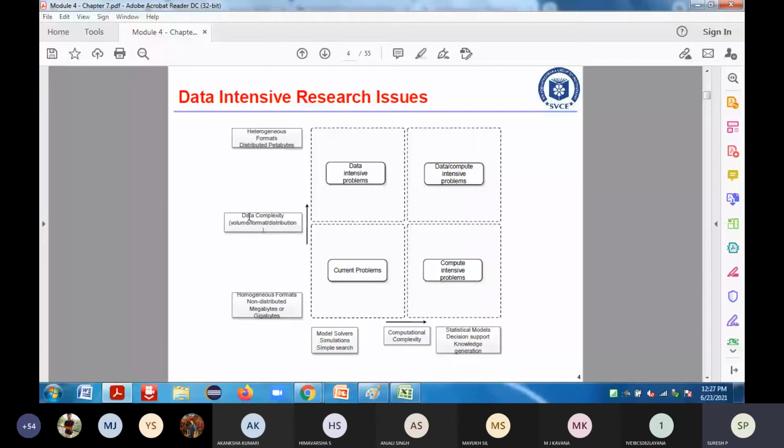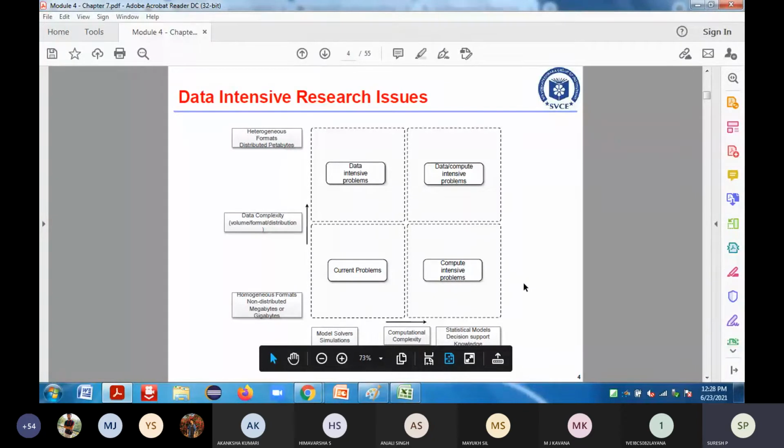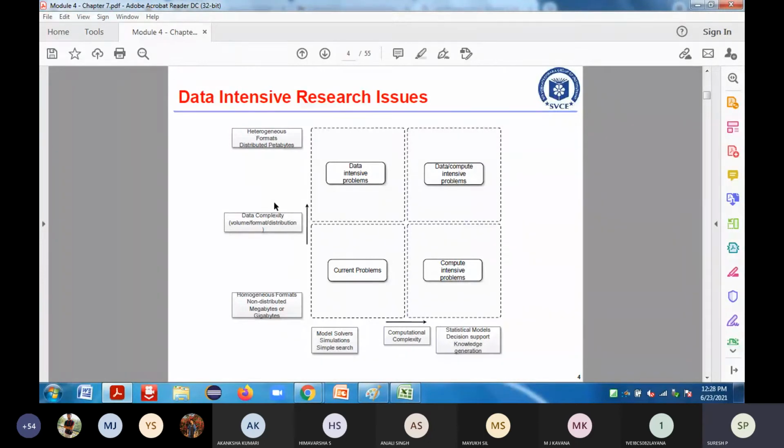Okay, if your data is only a homogeneous problem, then the problem you are going to have is the compute intensive problem. Now, when you take the complete data, the data may contain structured data, unstructured data, or semi-structured data, so whatever data you have will be in heterogeneous formats.